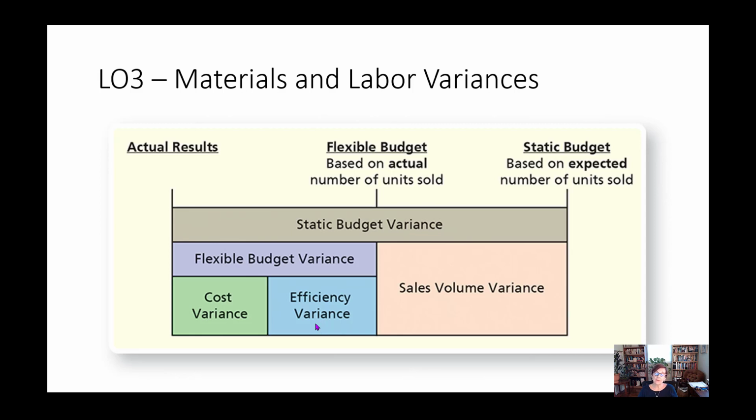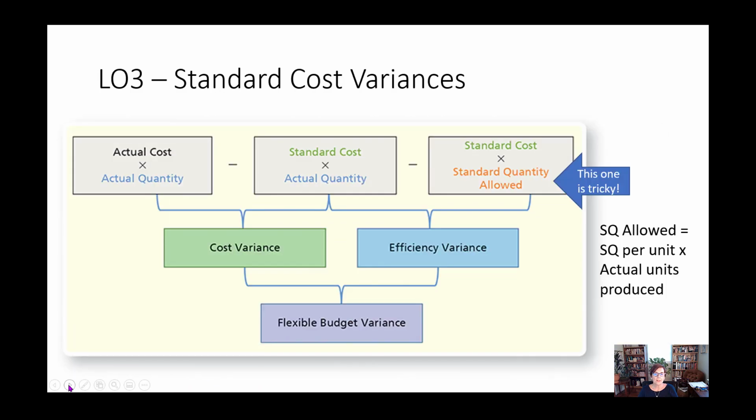So what quantity of raw materials did you use, or what quantity of direct labor hours did you use compared to what you should have used? All right, so let's take a look at this. This is how you figure out your variances. And let's look at the cost variance. So remember what I said, the cost variance shows us how much did we pay for either per hour of labor or per unit of materials compared to what we should have paid.